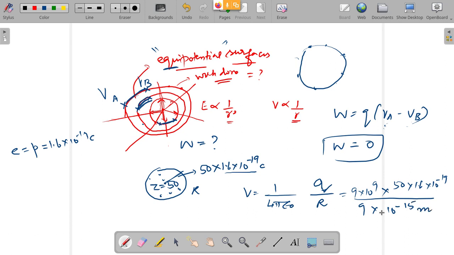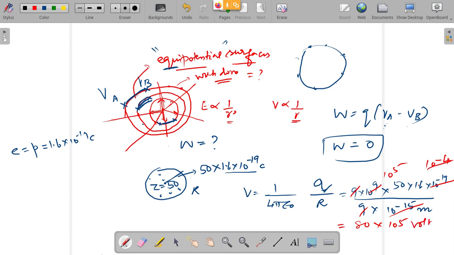You have to convert again centimeters to meters. So you have to do cancellations now. 9 and the 9 goes off. 10 power minus 15, 10 power minus 19 cancels to 10 power minus 4. Then you have 10 power 9. That cancels. 10 power 5 you have. So you have 50 into 1.6. That is how much? That is 80. So 80 into 10 power 5 volt.